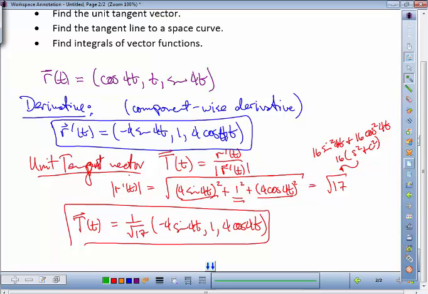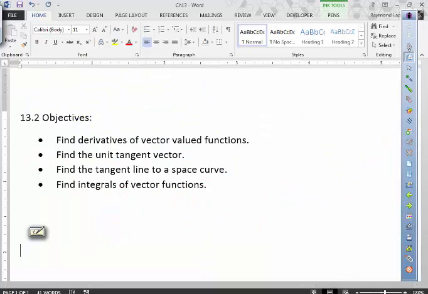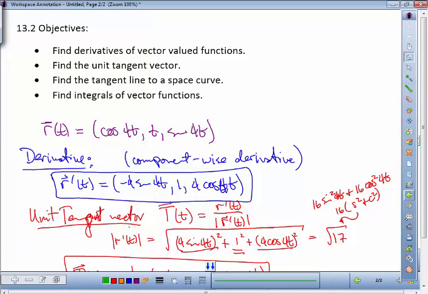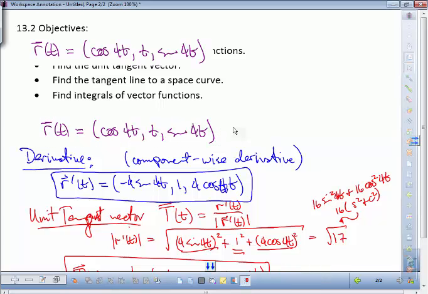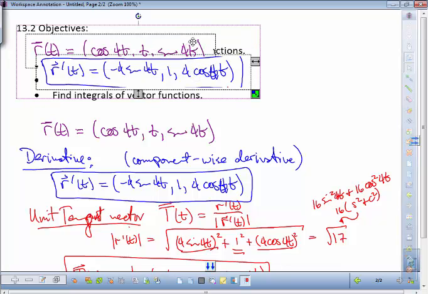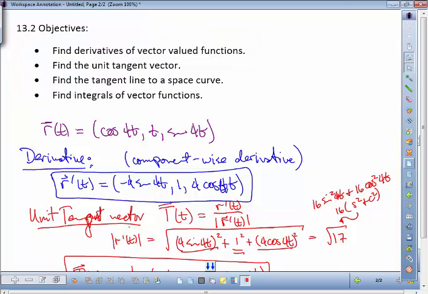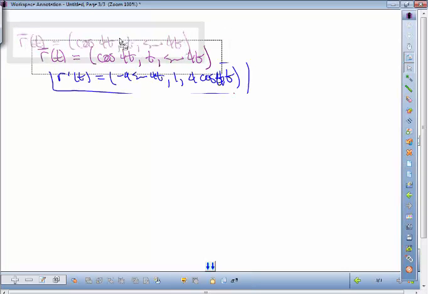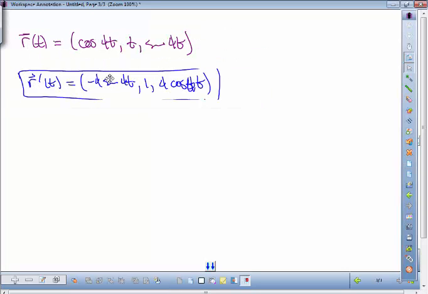Next page. All right, so we're going to use the same function. And we actually need the derivative as well. We don't need the unit tangent, but we just need the regular tangent vector. That'll help us. All right, so next page we have kind of like a point and a slope. We have the point and the direction.